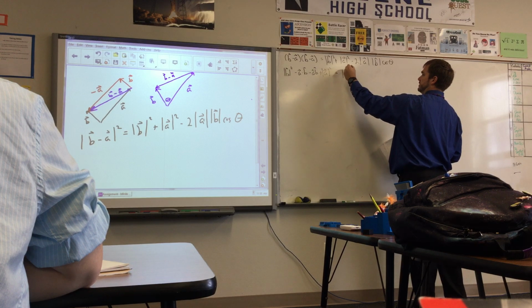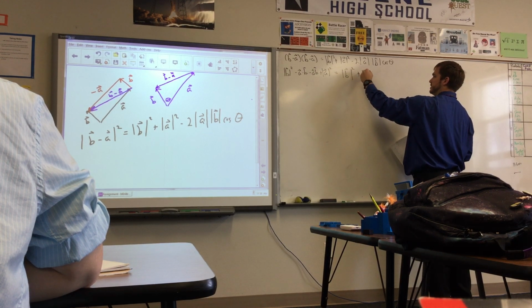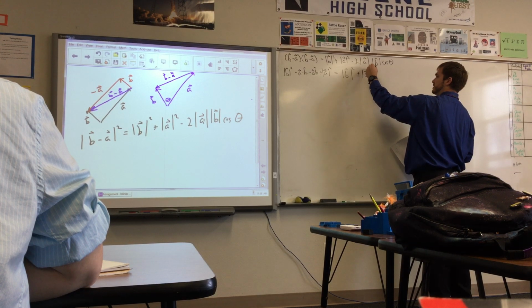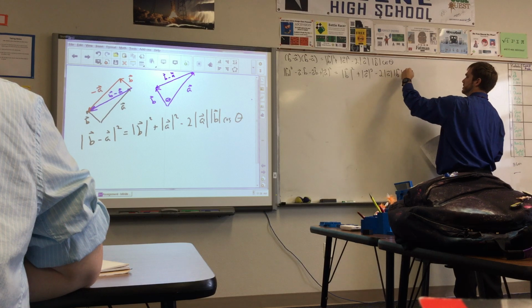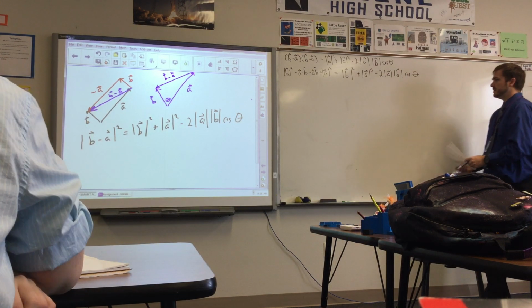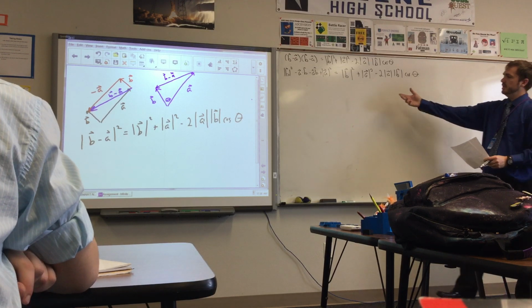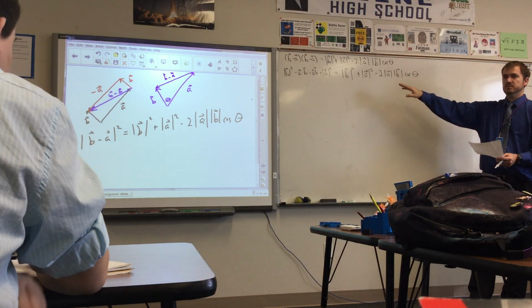Equals, everything on the right-hand side stays the same: the magnitude of b squared, the magnitude of a squared, minus 2 times the magnitude of a, the magnitude of b, the cosine of the angle in between them. Now we're rolling. Look at this. Look what I've got on the left-hand side and the right-hand side. What do y'all see that's the same?